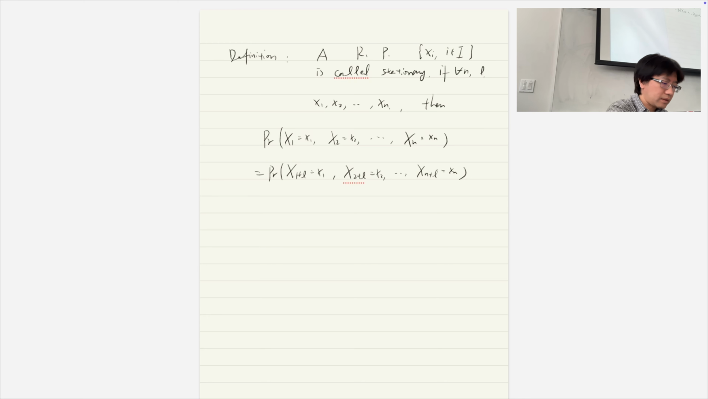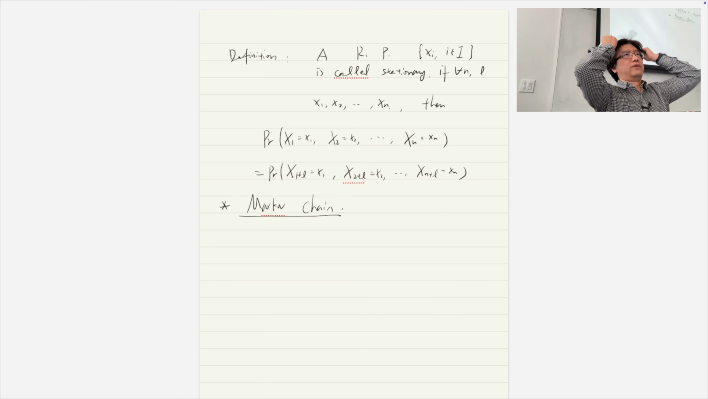Now, even for this kind of distribution, it is still not very easy to analyze. So we need to focus on a specific kind of random process, hopefully one that is stationary and very easy to analyze. We're going to focus on Markov chains. Let's discuss some details about Markov chains. I assume most of you didn't learn that before. Who learned Markov chains before in detail?